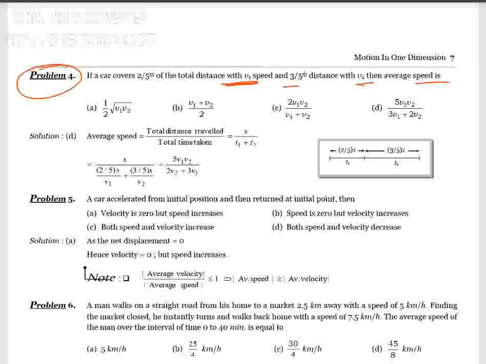The total distance is, let us say, x, we don't know, and the total time is t1 plus t2, because we have two parts, 2/5 and 3/5. Therefore x over: 2/5 of x, the displacement, is covered with v1, and 3/5 of x is covered with v2. This one is t1 and this one is t2, because as you know v is equal to s over t, and from this t is equal to what?